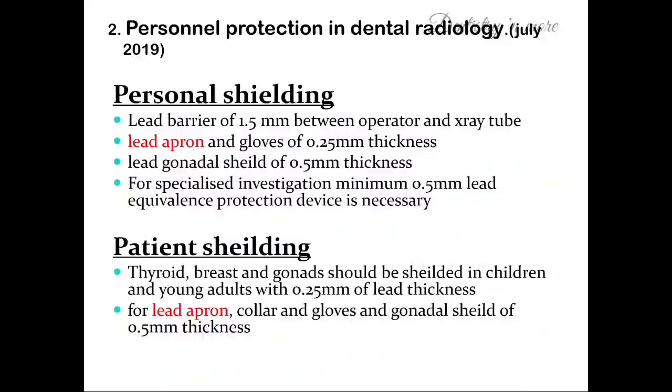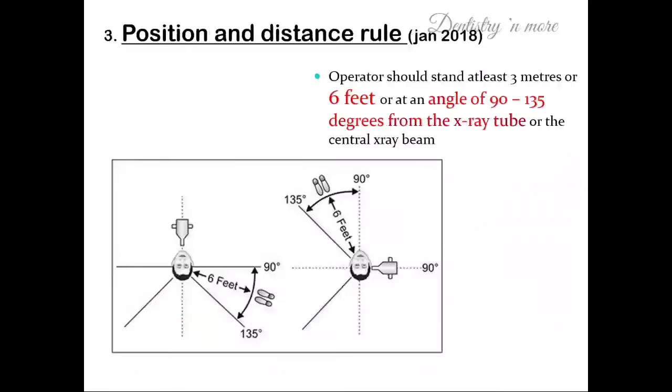Next is personal protection in dental radiology, which has already been explained in the previous slide. Personal shielding is nothing other than lead barriers of 1.5 mm, and lead aprons and gloves of 0.25 mm thickness. For the gonadal shield, a thickness of 0.5 mm is used, along with other radiation protection for any specialized investigations. Patient shielding is, again, the thyroid and gonadal shields as well as lead aprons, which are advised for patients to protect them from any X-ray exposure.